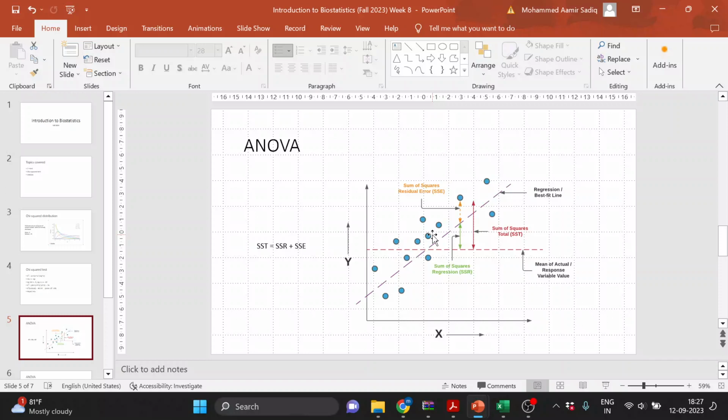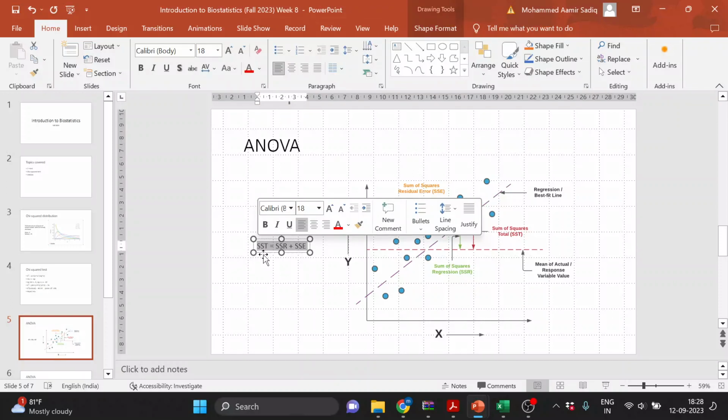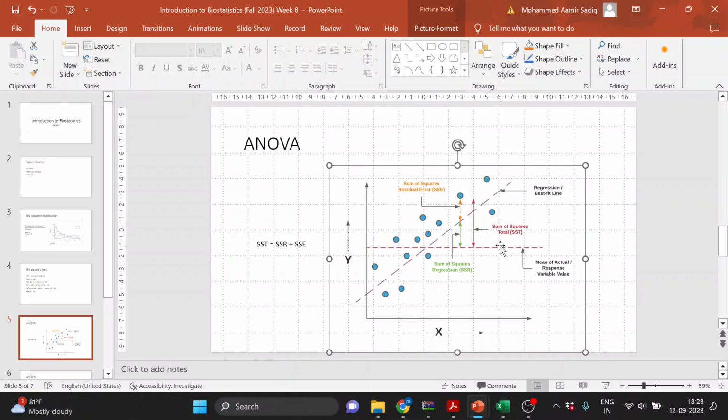ANOVA also does that, and when it does that, you get something known as sum of squares of total, sum of squares of regression, and sum of residual squares. Now, what is the basic ANOVA theorem? It is this: SST equals SSR plus SSE. SST is your total sums of squares. What is that?